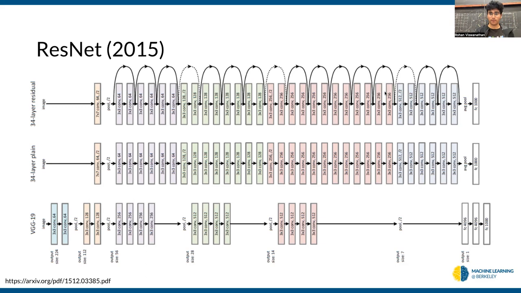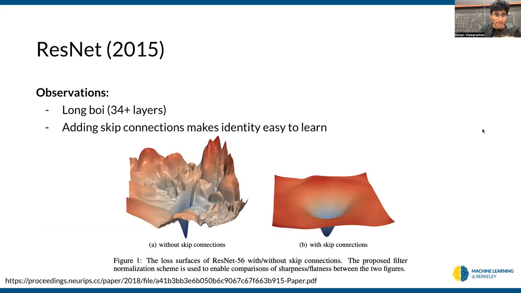So yeah, that was an example of a very long residual net. Adding skip connections makes the identity easier to learn because you're quite literally adding a previous identity to the resultant of a transformation. As you can see, this is a gradient map, the loss surface of ResNet with and without skip connections. Yeah, as you can see, this makes the loss a lot smoother because your identity is preserved as opposed to trying to retrain after every transformation.